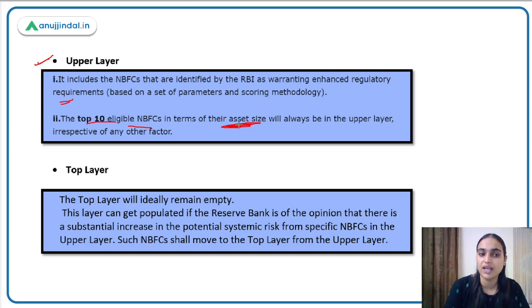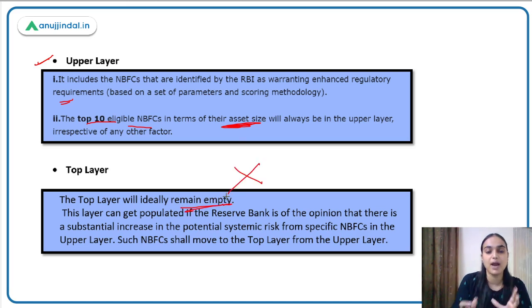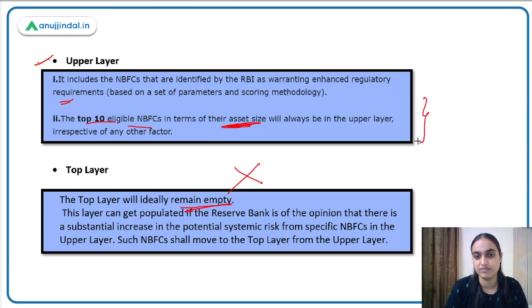So talking about top layer, which type of NBFCs will be covered over here? As of now this layer has been kept empty. Abhi ke liye is layer mein koi NBFC nahi hai. But if these top 10 NBFCs which are there in the upper level pose really very high level of systemic risk, overall system ko agar ye wali NBFCs bahut zyada risk dengi aur inko bahut zyada regulation ki zarurat padegi, to upper layer se hata ke un NBFCs ko top layer mein dal diya jayega aur unhe zyada rules regulations ko follow karna padega, okay.